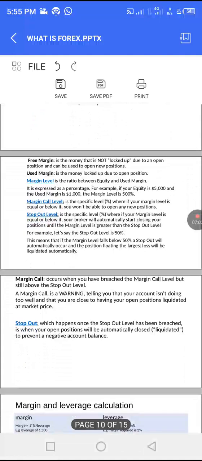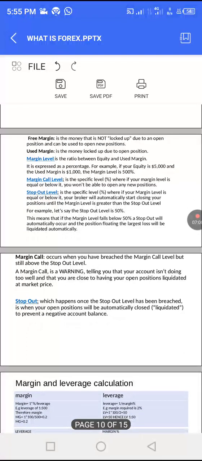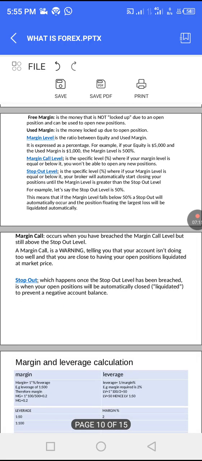Free margin is the money that is not locked up due to open positions and can be used to open new positions. What is used margin? Used margin is the money locked up due to open positions. Okay, you can read the rest.